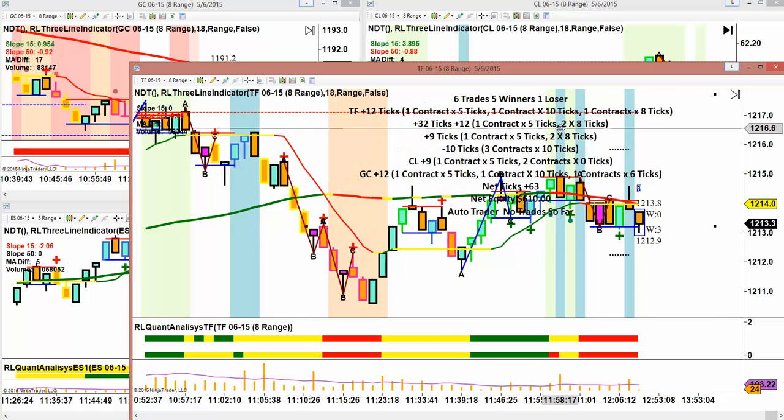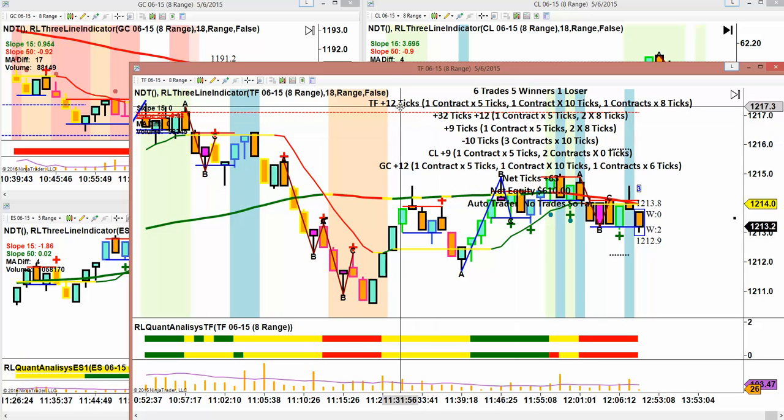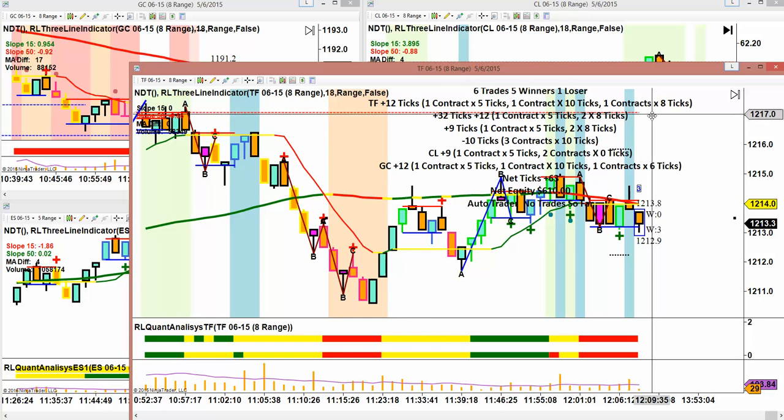So what we wound up with today was 5 winners and a loser on the Russell. We went 12 ticks. One contract off at 5, one at 10, one at 8.